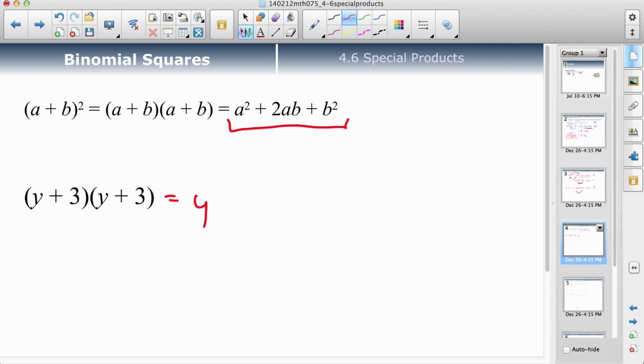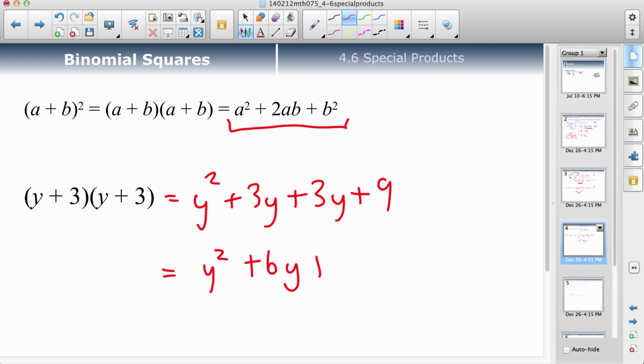So I'd get y times y is y squared, then I'd get plus 3y, and another plus 3y, plus 9. And I look at the middle two, I can't cancel them out because they're the same sign. So 3y plus 3y is 6y plus 9. So if you take a look at it, this was originally y plus 3 all squared. So you could say y times y, y squared. 3 times 3, 9. And then y times 3 is 3y times 2. That's what this rule is saying.